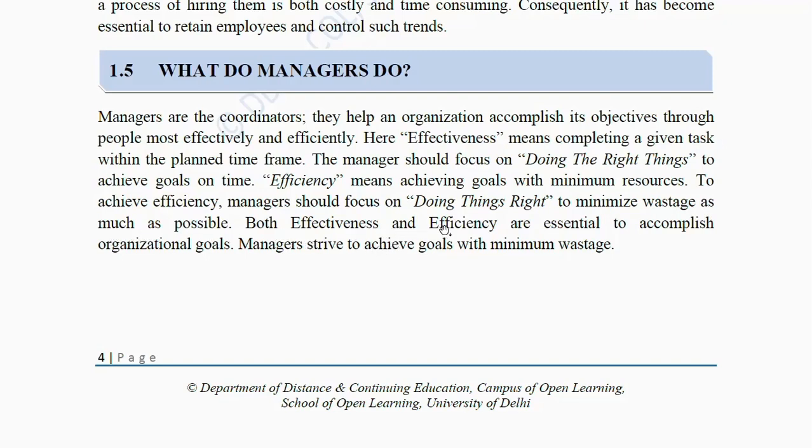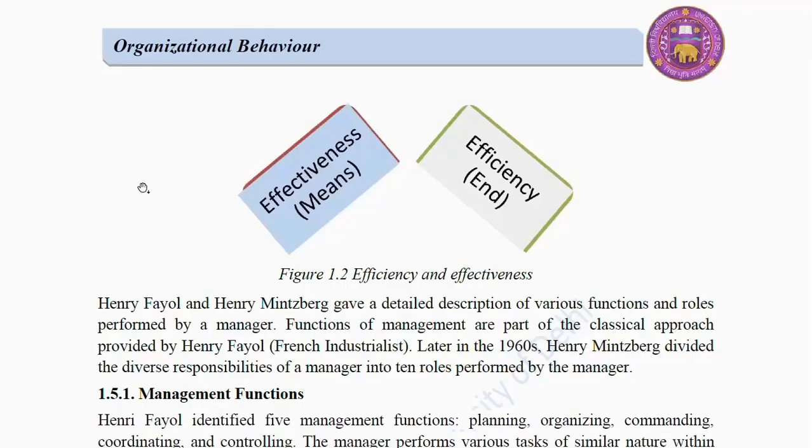Both effectiveness and efficiency are essential to accomplish organizational goals. Managers strive to achieve goals with minimum wastage. Further, Henri Fayol and Henry Mintzberg gave a detailed description of various functions and roles performed by a manager. Functions of management are part of the classical approach provided by Henri Fayol, a French industrialist. Later, in the 1960s, Henry Mintzberg divided the diverse responsibilities of a manager into 10 roles performed by the manager.